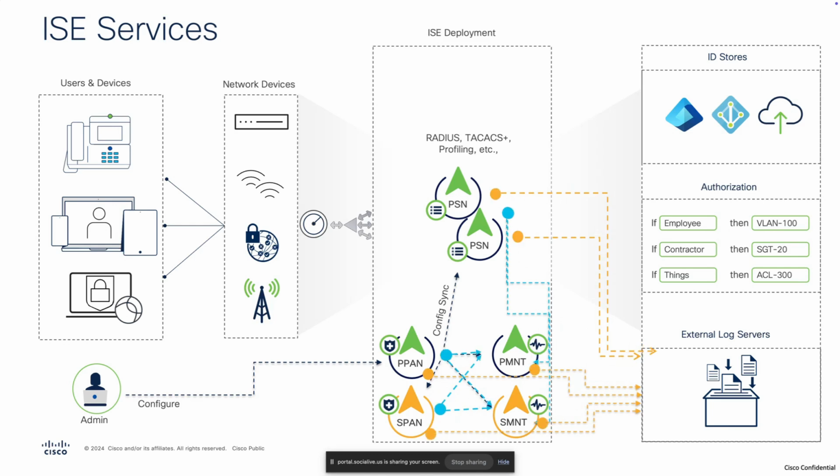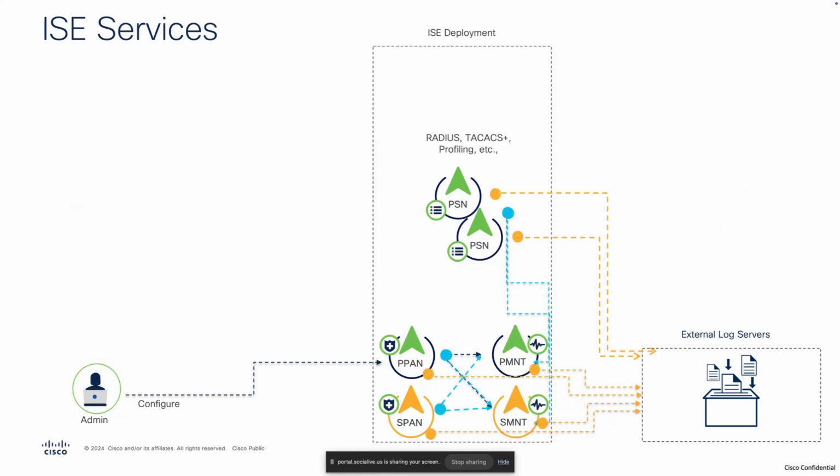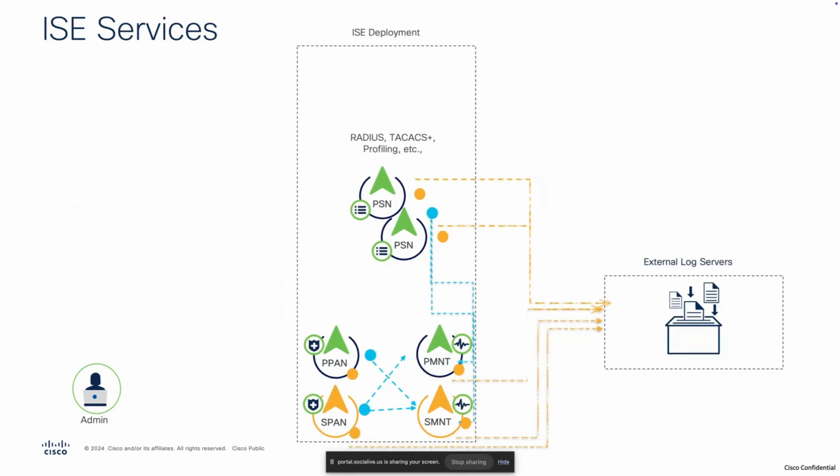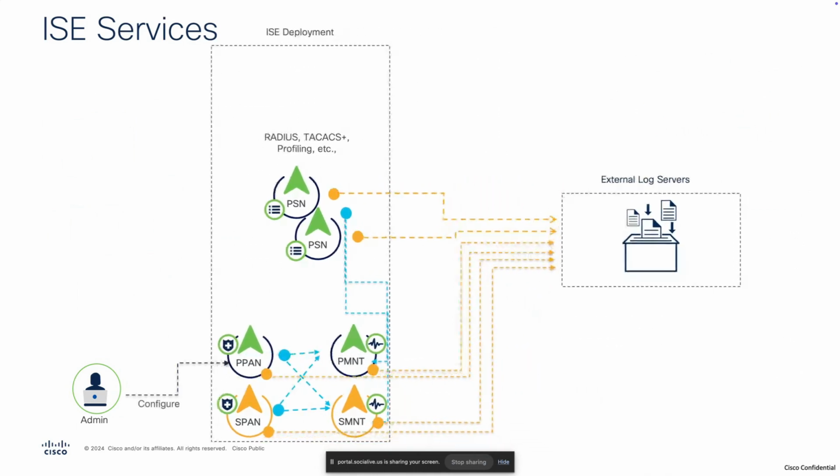If you add an external Syslog target, that's when you can send these syslogs not only to the primary MNT and secondary MNT, you could also send them to external log servers. Because we are talking about integrating Cisco ISE with Splunk, we're going to replace this external log server with our Splunk.